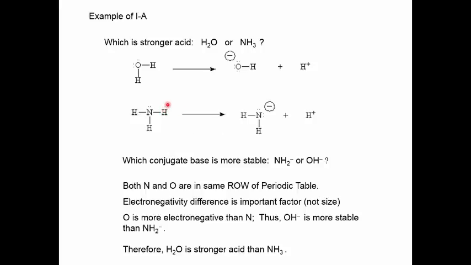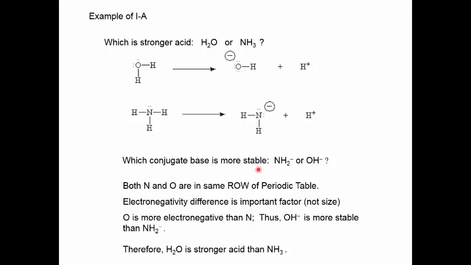The substitution that we're doing, if we start with water, is to replace the oxygen bearing the acidic proton by nitrogen. But both oxygen and nitrogen lie in the same row of the periodic table. And again, when that happens, electronegativity is our most important factor. Now, in order to decide which conjugate base is more stable, we ask which is more electronegative. Oxygen is more electronegative than nitrogen.